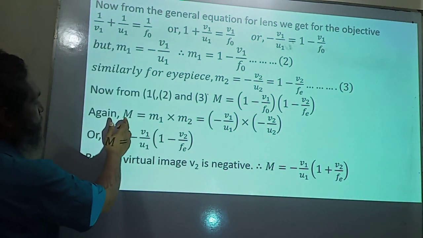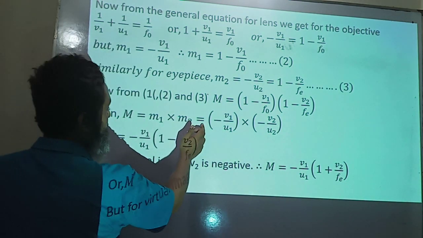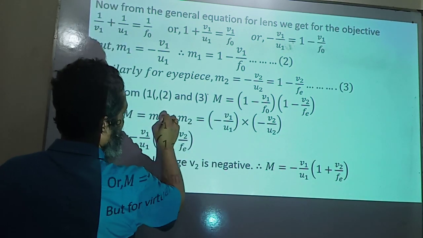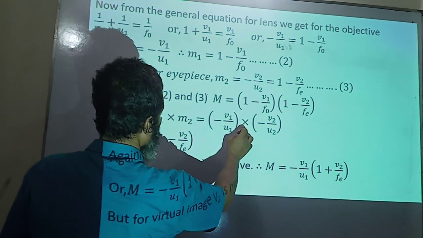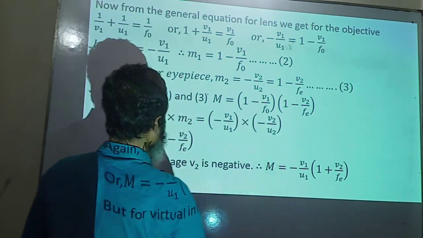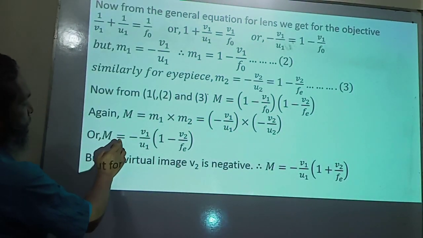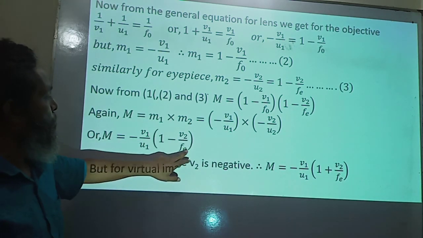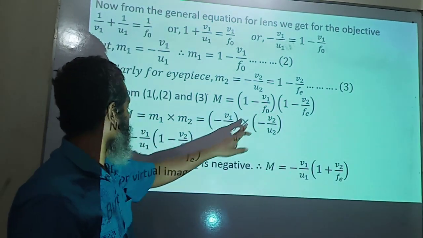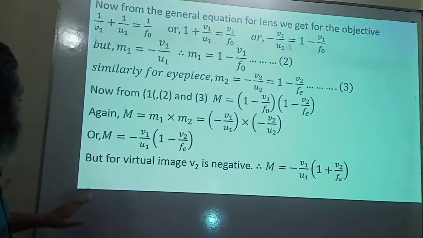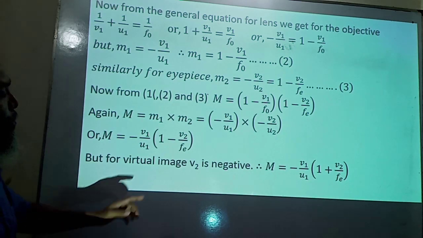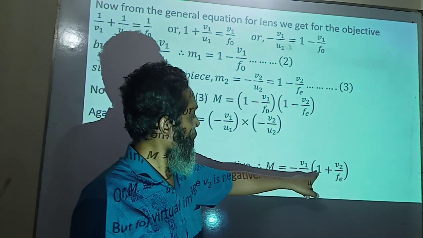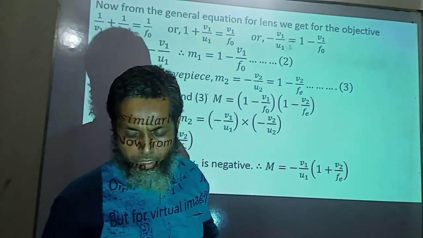Again, m is equal to m1 into m2, where m1 is equal to minus v1 by u1 and m2 is equal to minus v2 by u2, or m is equal to minus v1 by u1 into 1 minus v2 by fe. Okay, this one, 1 minus v2 by fe. But for a virtual image, v2 is negative. Therefore m is equal to minus v1 by u1 into 1 plus v2 by fe.